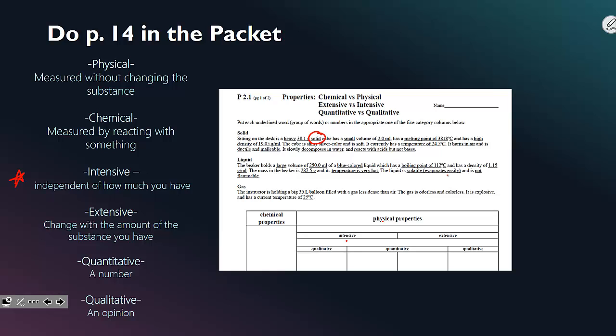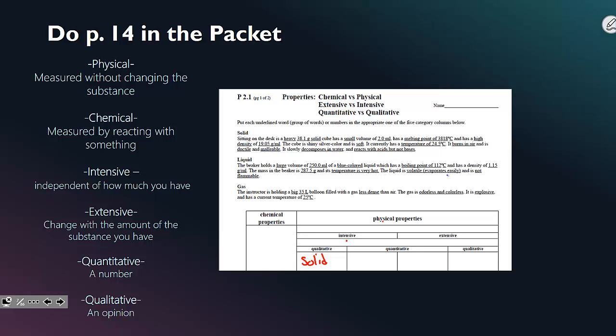Physical properties can also be broken down into whether or not they are a number, a quantity, or an opinion, a quality. So solid would not be a number, so solid is a qualitative physical intensive property.